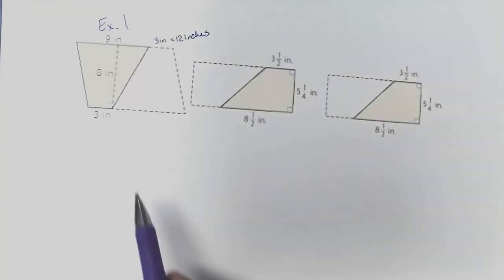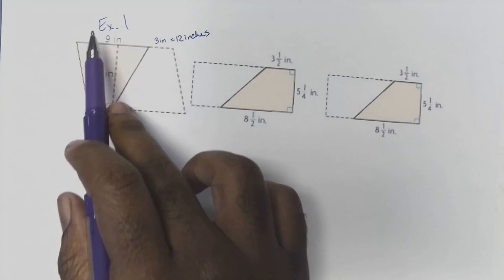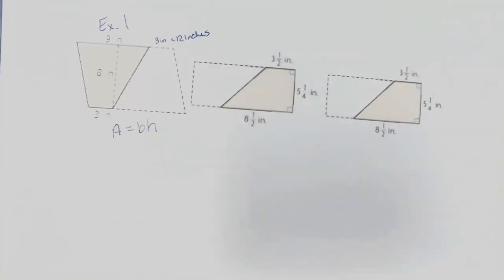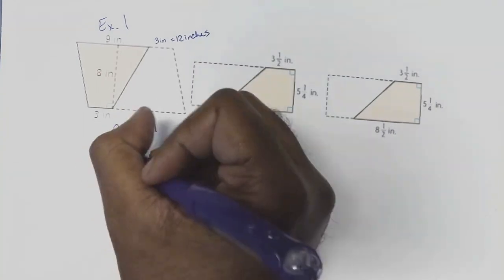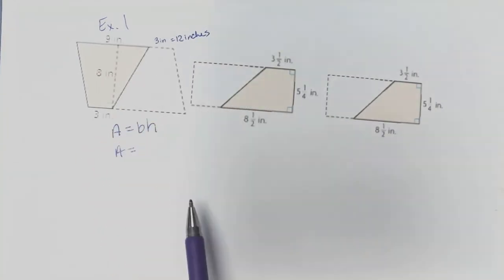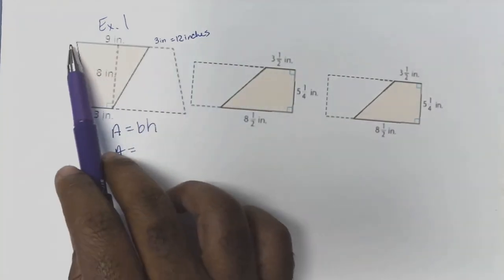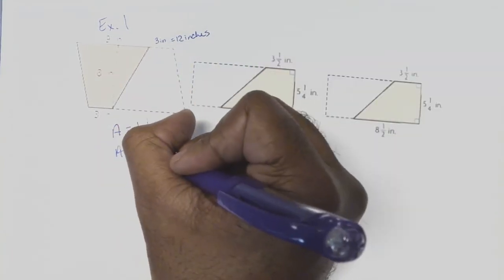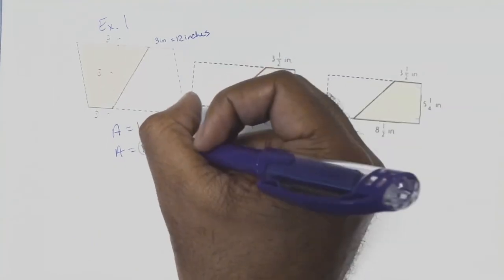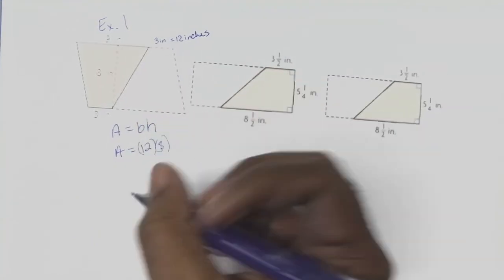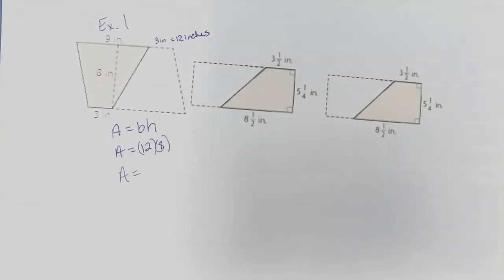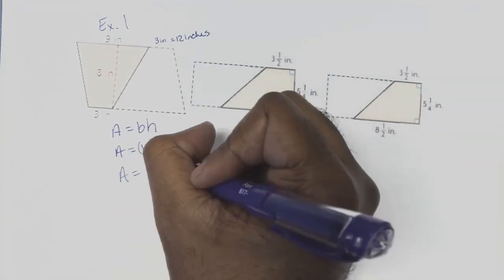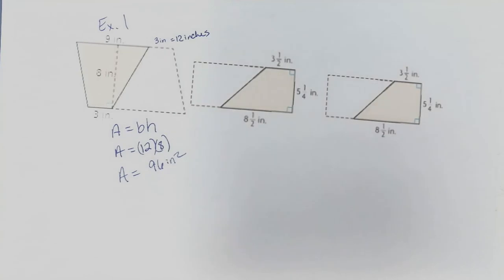So to find the area of this parallelogram, A equals B times H, or base times height. I know that my base is what? 12 inches, because I'm taking this piece and this piece and adding them together. And my height is 8. So this gives me the area of the parallelogram to be 96 inches squared, or square inches.